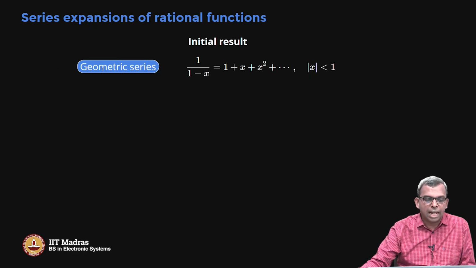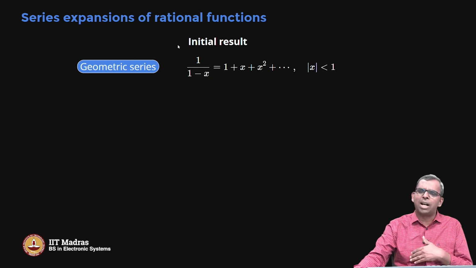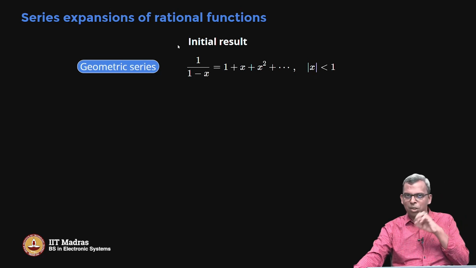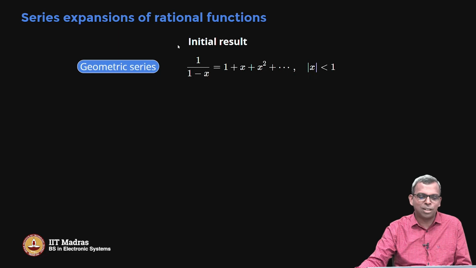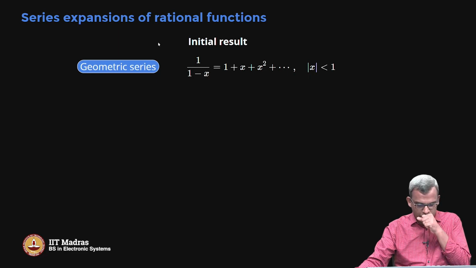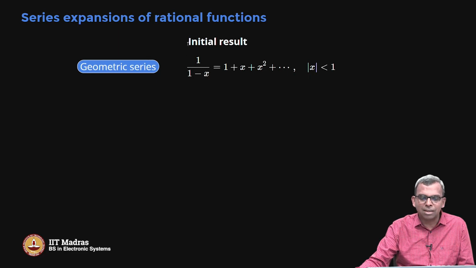For that, the starting point, once again, as in all our topics so far, is that we start in a small place, use some simple result, and then complicate it and get better and better results. The same approach follows here. The simplest rational function for which we already know a series is the geometric series. You've seen it several times. 1 by 1 minus x is 1 plus x plus x squared, and so on, and this is true for mod x less than 1. This is also true for complex x, by the way.